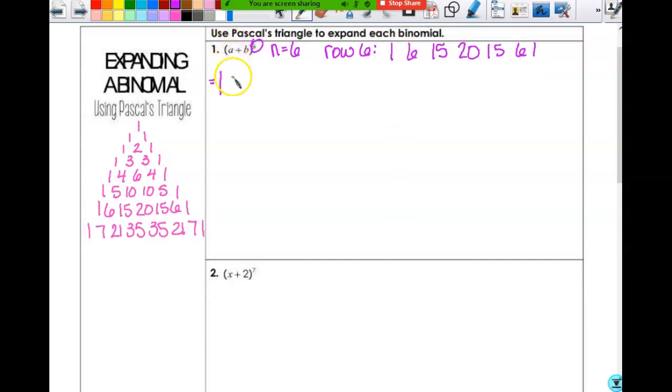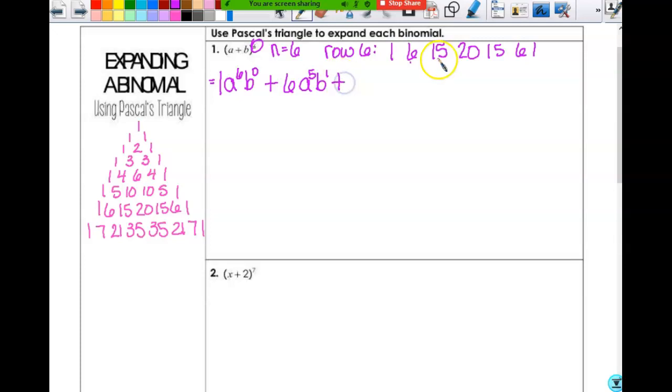Times the first term, a to the nth power, whatever that power is, 6, times b to the 0 power. Because those two numbers, the 6 and the 0, have to add to give me 6 every single time. When I go to the next term, my next coefficient is 6, then a, this exponent goes down by 1, to the 5th, b to the 1st.